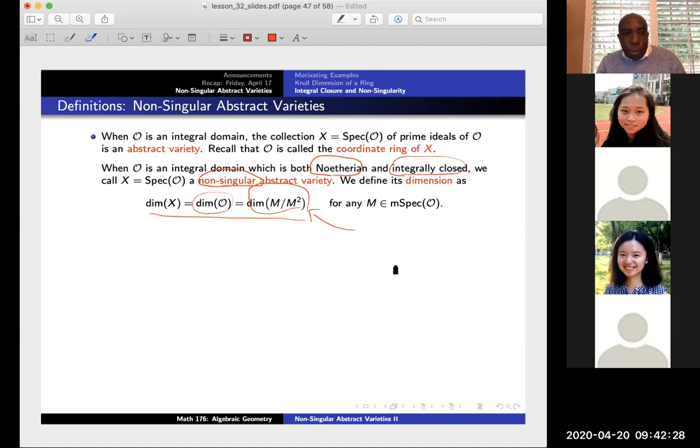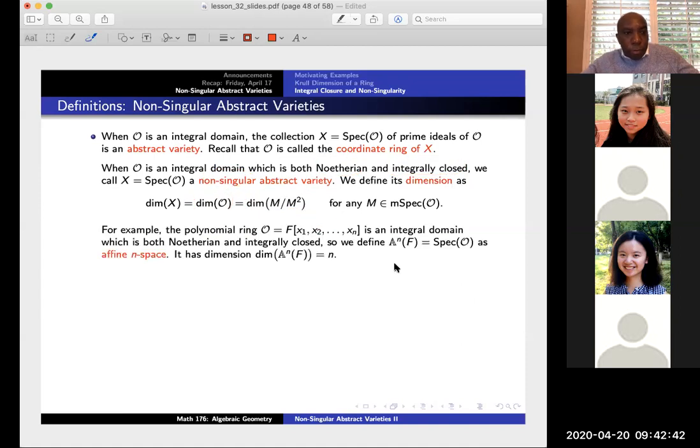So this is our first big theorem. This is what we mean by non-singular. Any questions up to this point? Okay, all right, let's move on to the next concept.